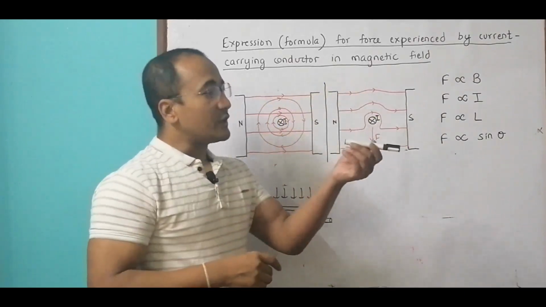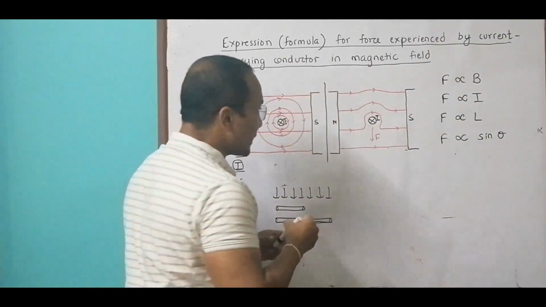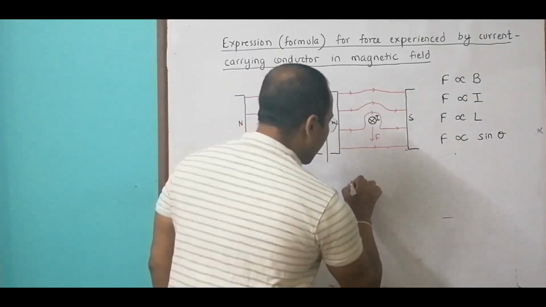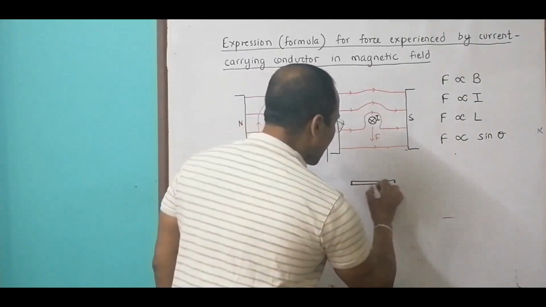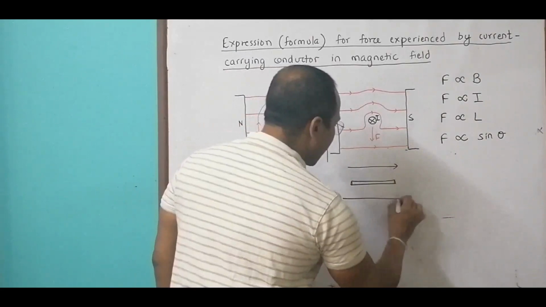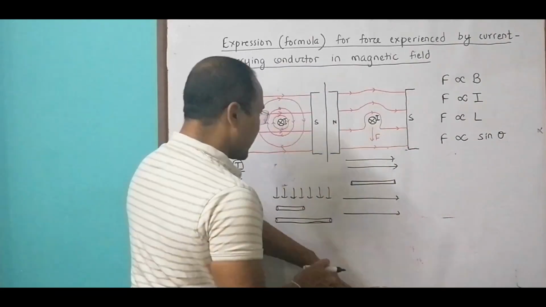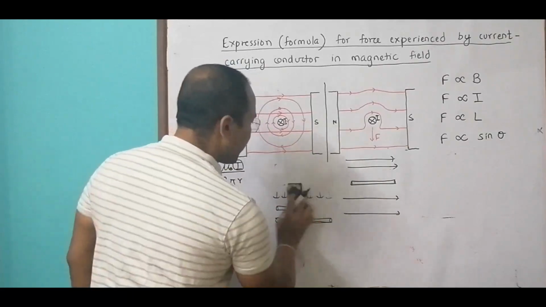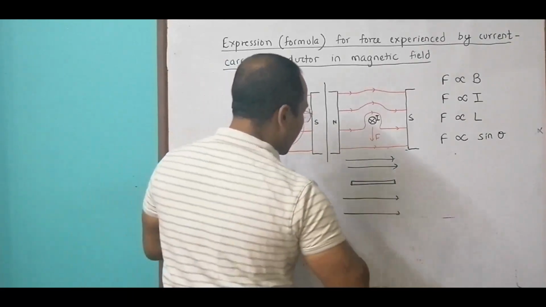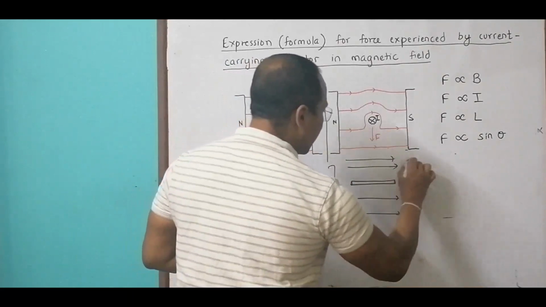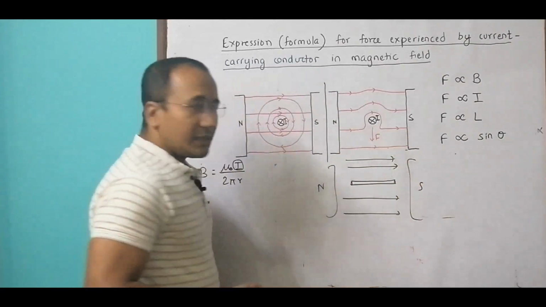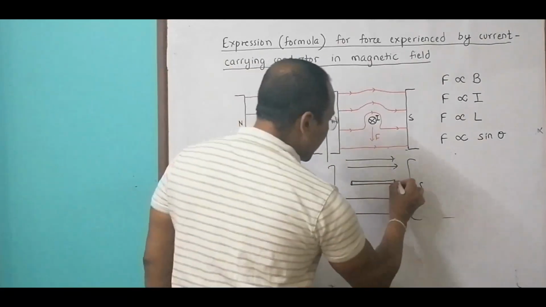Let us see. If I have the conductor staying like this, and I have magnetic fields like this, with N and S, so this side is the N side and this side is the S side. In such a case, let us say the current is going in this direction.